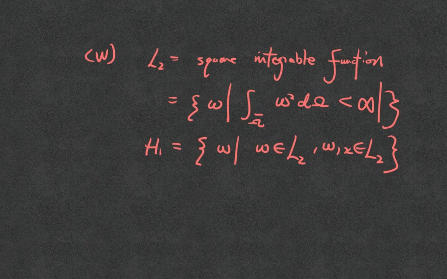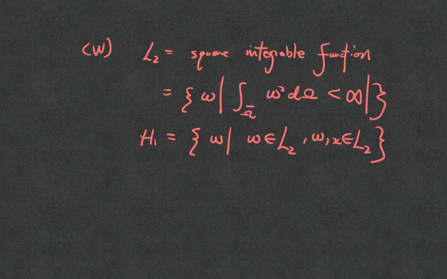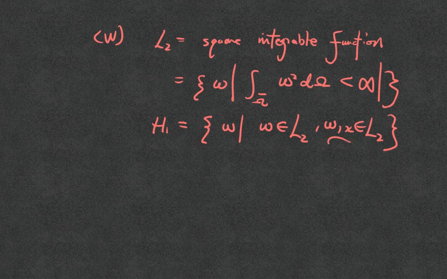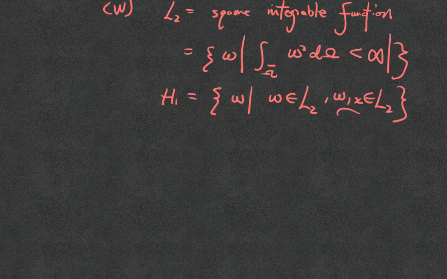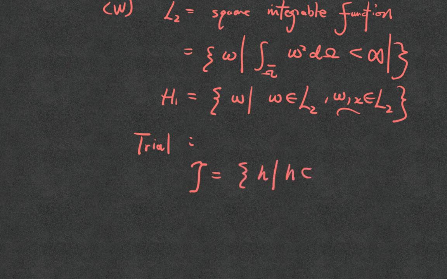So why do I need these two spaces? Because this is the space you usually use to construct your finite element solutions. Notice that you usually only have the first derivative being in L2, which means that it allows piecewise linear functions. So I would actually introduce two spaces. The trial space, I will call it maybe T, and then I write h belongs to the Hilbert space, equals this. Okay, so far so good.